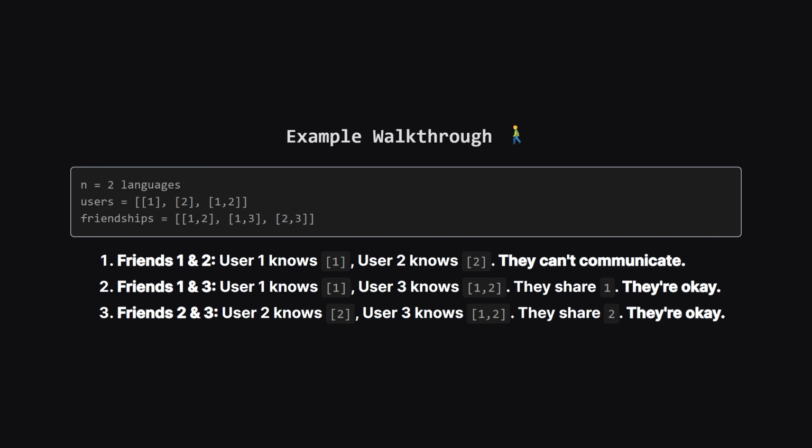They can't communicate. Next, user 1 and user 3. User 1 knows language 1, and user 3 also knows language 1. Perfect. They can communicate. Finally, user 2 and user 3. User 2 knows language 2, and user 3 also knows language 2. They can communicate as well. So the only problem in this entire network is between user 1 and user 2.